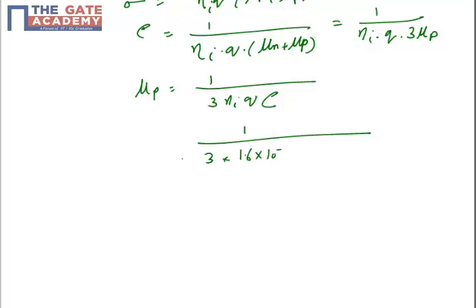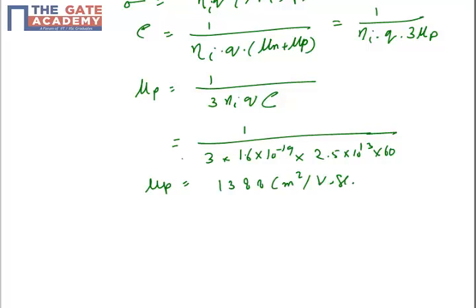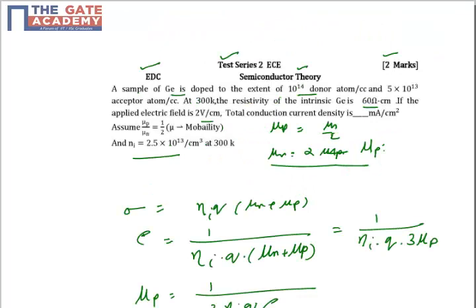q is 1.6 into 10 to the power minus 19, the charge of the electron. Ni is 2.5 into 10 to the power 13, into 60, where 60 is the resistivity of the material. So I will get my mu p value equal to 1388 centimeter square per volt second. That's my mu p. If I know mu p, it means I know mu n, because mu n is nothing but twice of mu p.